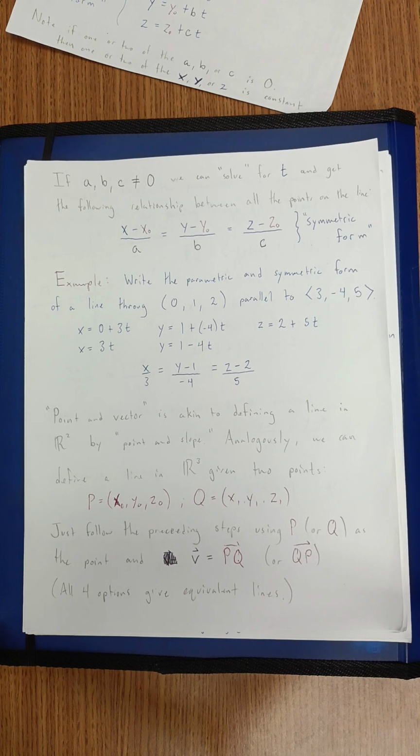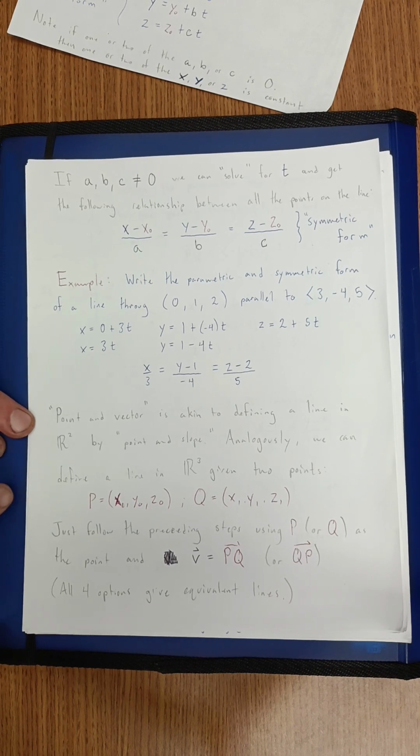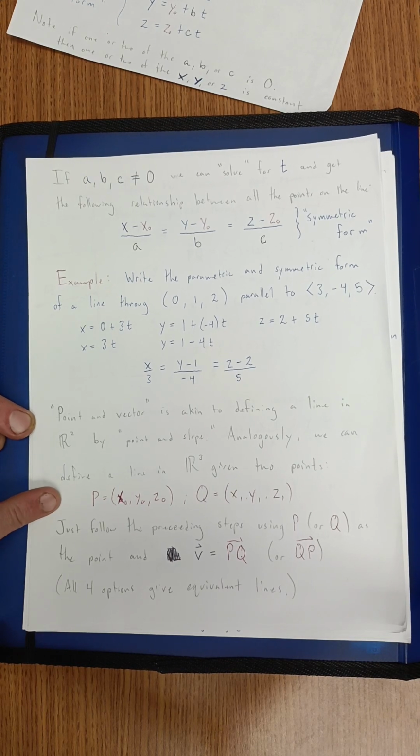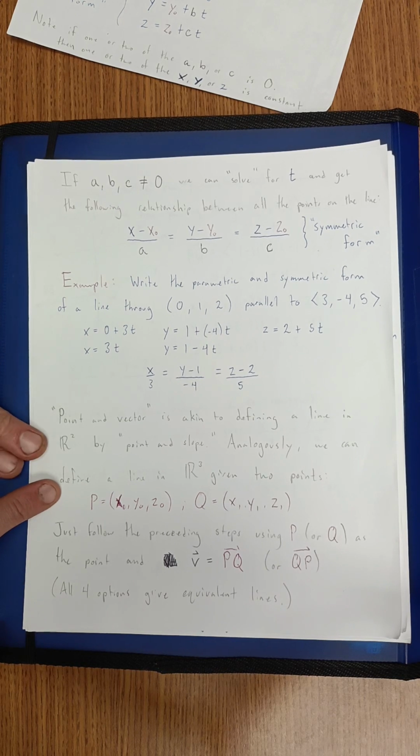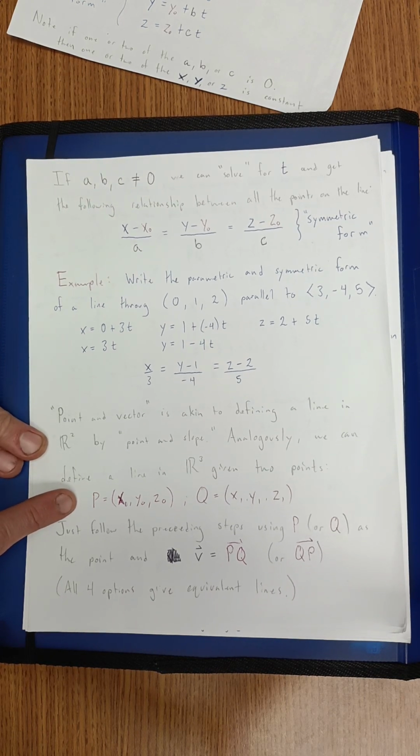So a point and vector is very similar to defining a line by giving the point and slope. But now we're in 3-dimensional space, so we need more than just slope to determine what the direction of our line is going to be. In the plane, we only need slope to define direction. So now, in the same way that in R2 you just need 2 points to determine a line, actually in any number of dimensions, you only need 2 points to determine a line.